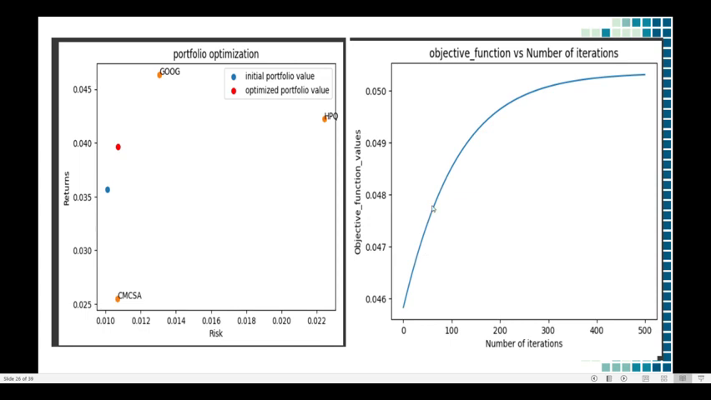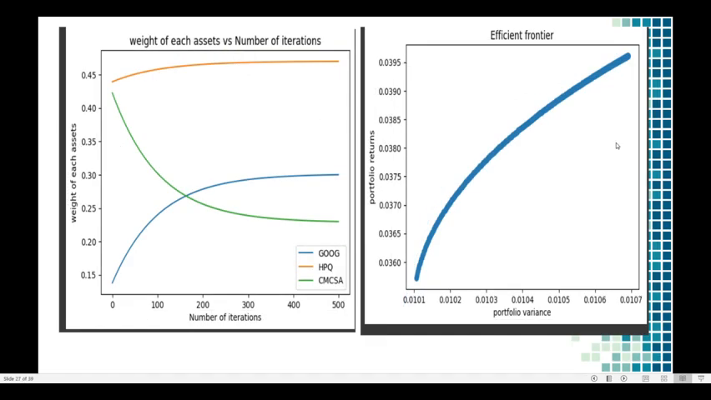Next, how the weights of each asset vary with the number of iterations. This blue line indicates Google, the green indicates Comcast, and this orange indicates HP. As we can see, HP is increasing, the Comcast weight is decreased as the number of iterations is increased, and the Google asset weight is increased as the number of iterations is increased.